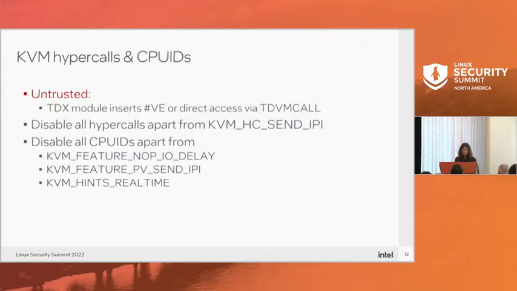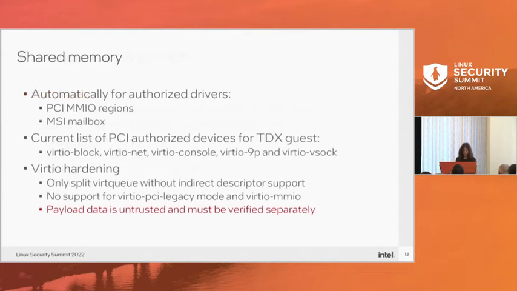And the last one from the list of different types of inputs you can get is KVM specific. KVM has its own hypercalls and CPU IDs, and we were very drastic about it because they're all untrusted. Obviously, the call comes from KVM, so we just disabled pretty much everything we can and left only the things which are essentially trivially secure. We can see later if functionality is actually needed. We haven't needed it for now. But it's definitely one of the things to think about if you think of securing your guests.